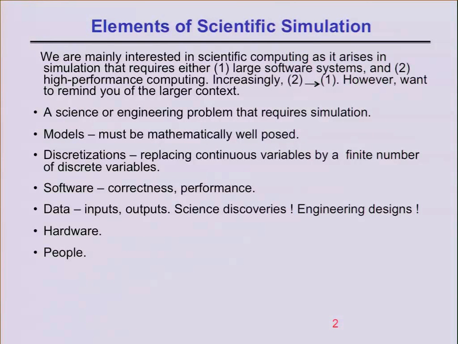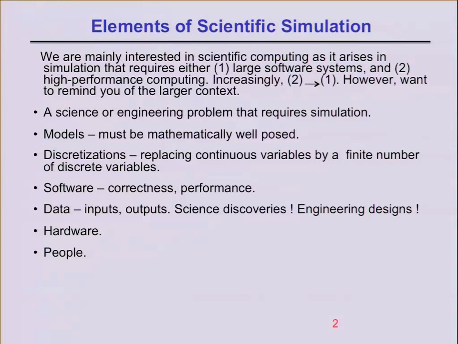I want to remind you of the larger context. What are you doing this for anyway? You have a science or engineering problem that requires simulation. In order to do that, you have to have models that are mathematically well posed. Computers do not understand any sort of reasoning other than formal mathematical reasoning. They're formal mathematical objects. And if you have an unstable method, the computer will find the instability, let me assure you. So that's the kind of thing you have to worry about.